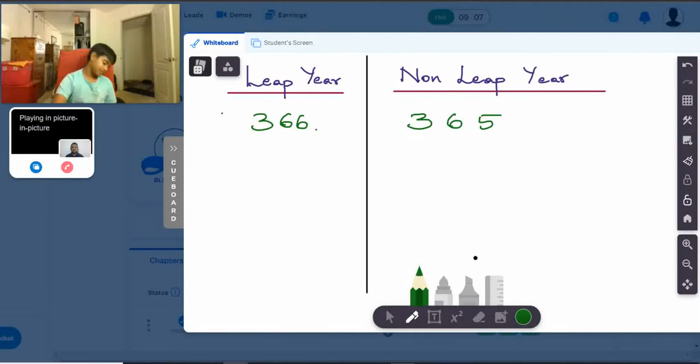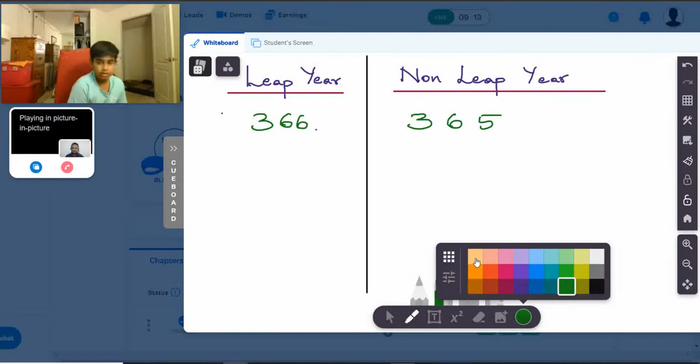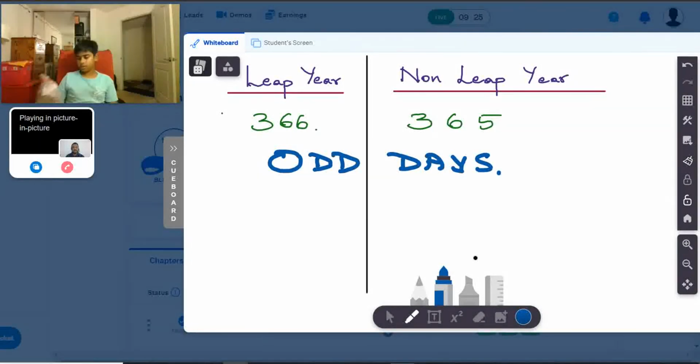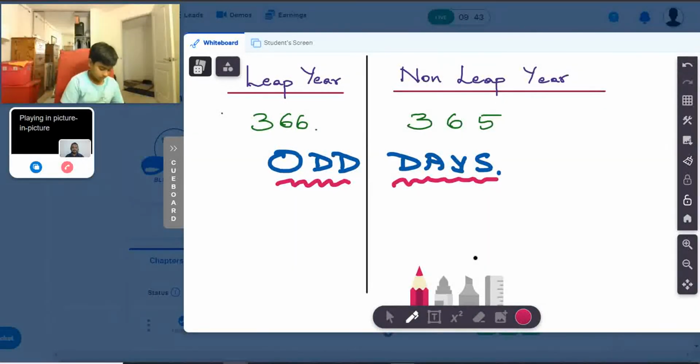Okay. Now I am going to introduce a very new concept, a very, very important concept. It is called odd days. Only if you understand this concept will you be able to find the number of days from a date. So this is very important. We'll start with the number of days in the non-leap year and leap year, then we'll go into detail of what this is all about.